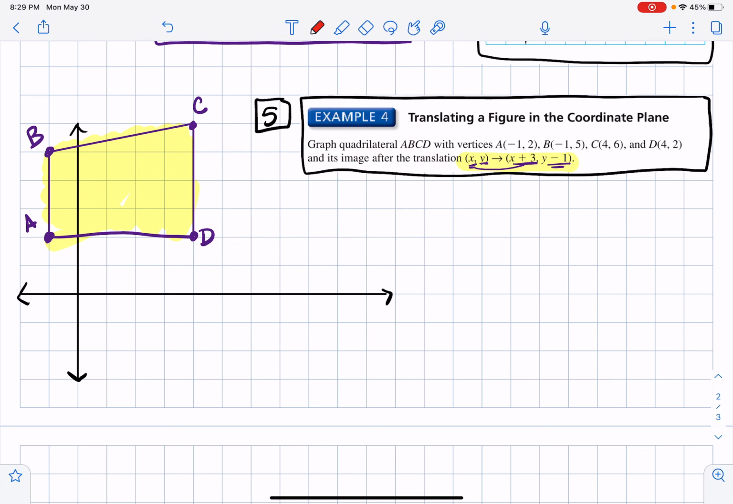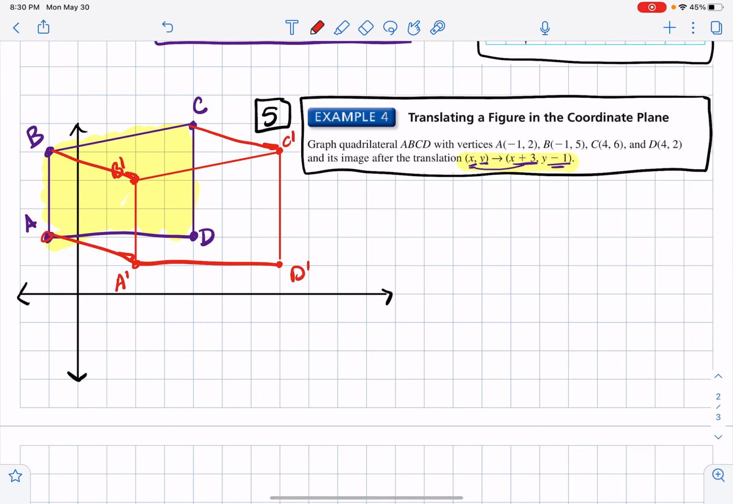So, let's see here. If I start with A, for example, I'm going to add 3 in the x direction, 1, 2, 3, and then subtract 1, so that would be A prime. All right. B, same thing. 3 in the x direction, 1, 2, 3, and then down 1. That'd be B prime. C, 1, 2, 3, then down 1. That'd be C prime. And then D, 1, 2, 3, down 1. And that would be your D prime. So if I redraw this again like this, this is the image, and the purple one was the pre-image. And we've been translated by that vector right there of 3 and negative 1.